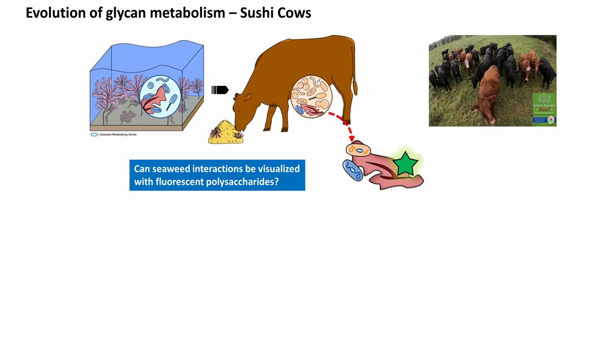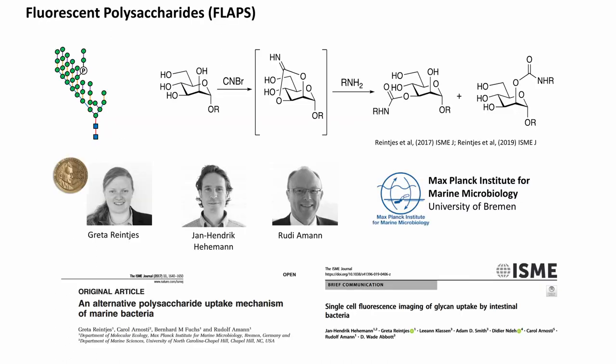So we next wanted to look at the direct interactions of the sugars from the seaweed with the bacterial cell. And this is a method we've developed. It's called FLAPS. So we fluorescently label the sugars and then we feed it to the cells. And this can be done in mixed communities as well. This was a collaboration with the Max Planck Institute for Marine Microbiology. Primarily, this work has been catalyzed by Greta Reintjes, who had a Marie Curie to come visit us for 2 years.